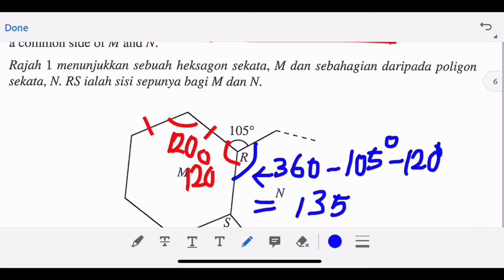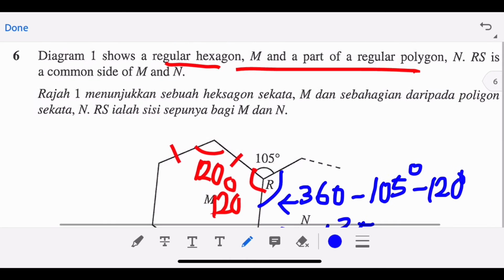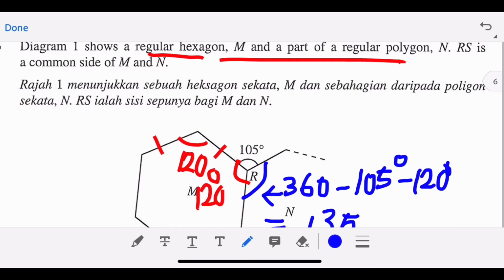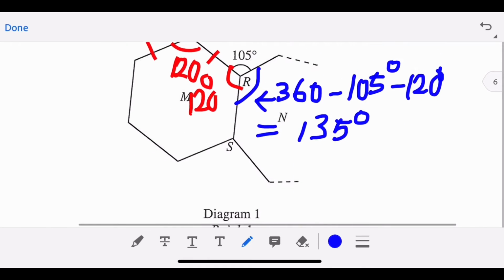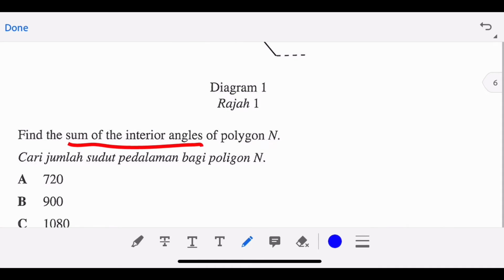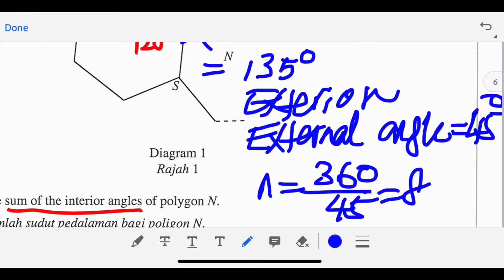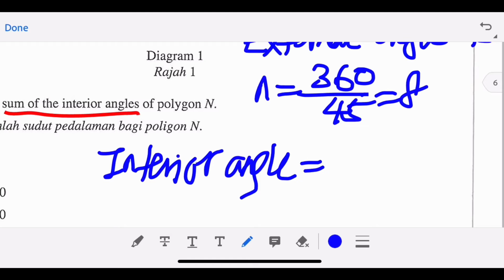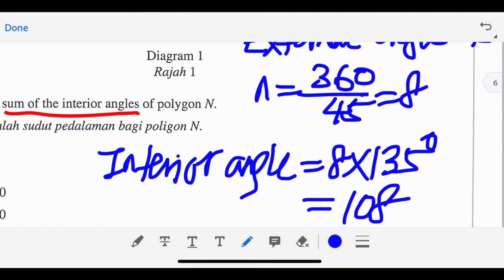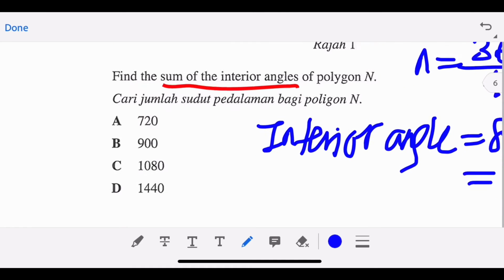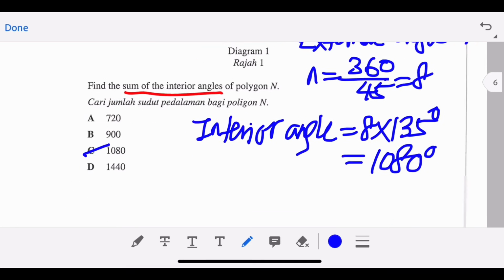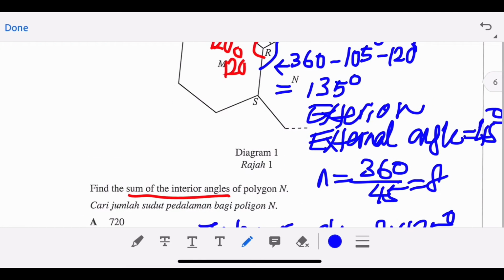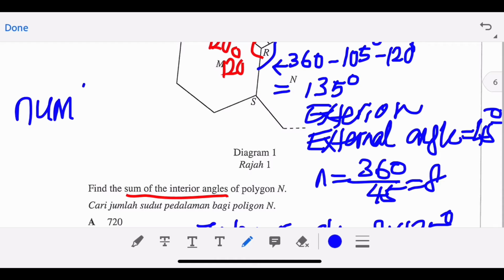So with the interior angle we can find the exterior angle, and with the exterior angle we can find the number of sides, and then we can take the number of sides times the interior angle. So each of the interior angles is 135 degree, and you have 8, so you have to times 8. 8 times 135 degree is 1080, so the answer is C.